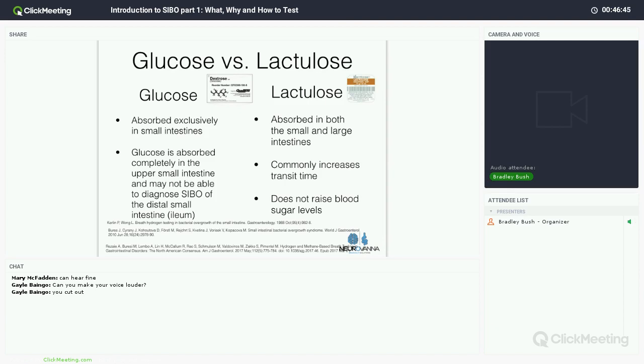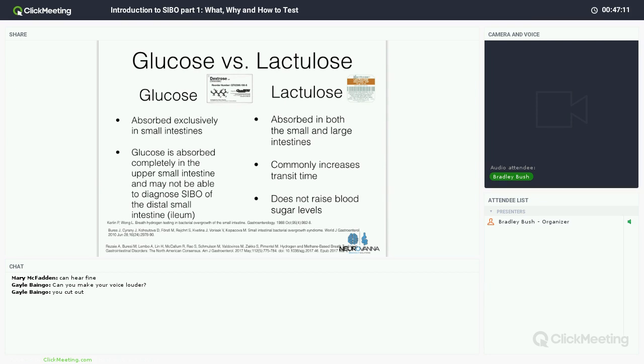The lactulose has become more popular in a lot of integrative medicine, but it's interesting because glucose is favored by more gastroenterologists. Even though they can prescribe lactulose, they actually choose glucose, mostly because you're not going to have a false positive on it. The lactulose is sometimes ideal because it will not raise your blood sugar.